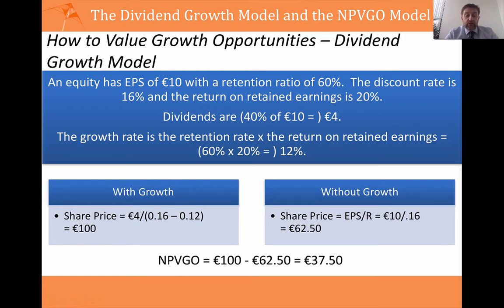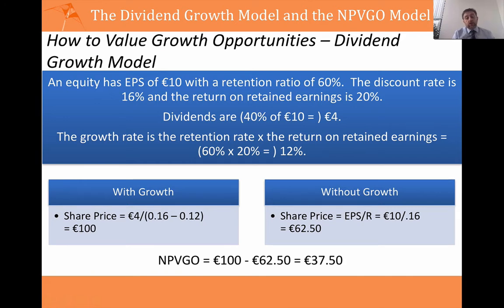So let's look at the value of this company then. The value of the company is equal to the dividend next year, that's this point here, €4, divided by the discount rate minus the growth rate. So it's 0.16 minus 0.12. Notice that we're not using whole numbers, we're using decimals here. And that gives us a value of €100 for that equity.